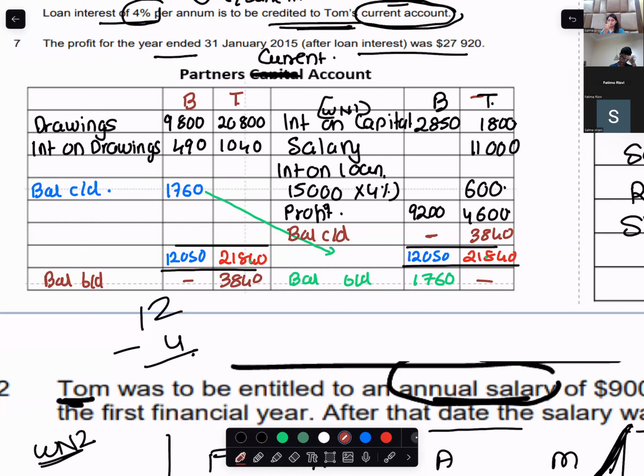Are you with me? Both of you? Yeah. What was the mistake? We forgot to put the profit. So remember to put the share of profit or loss. Without that, you cannot do the sum.